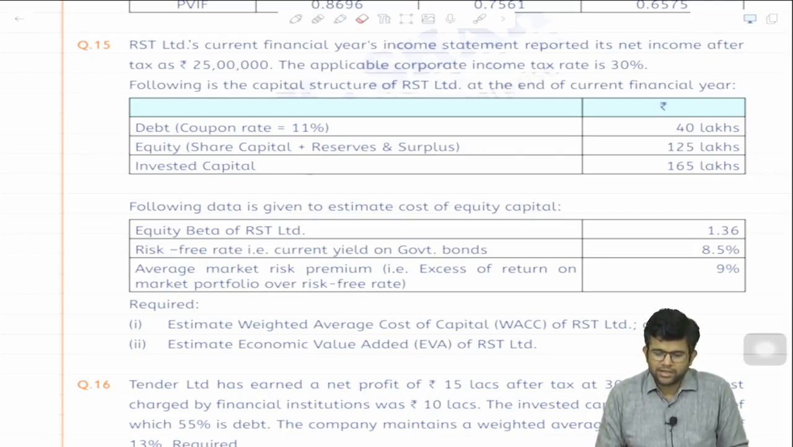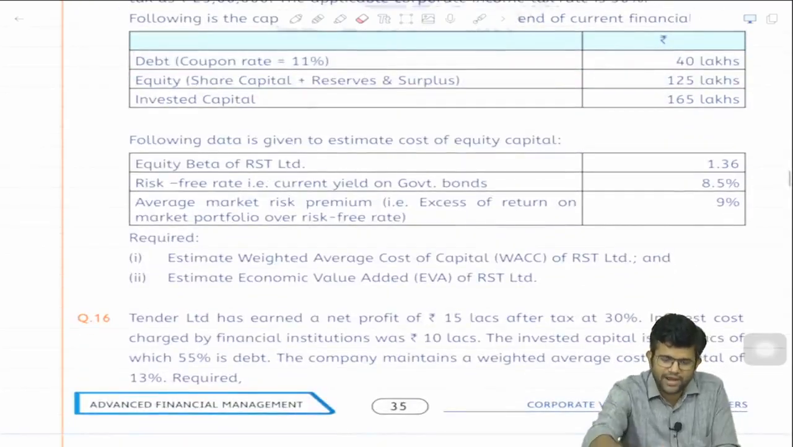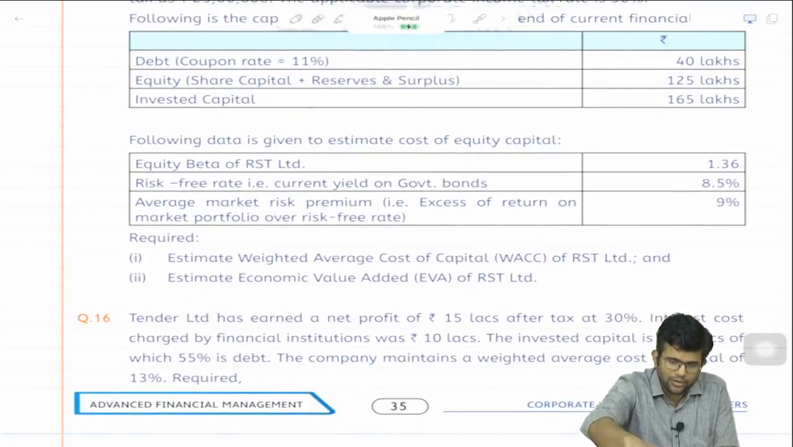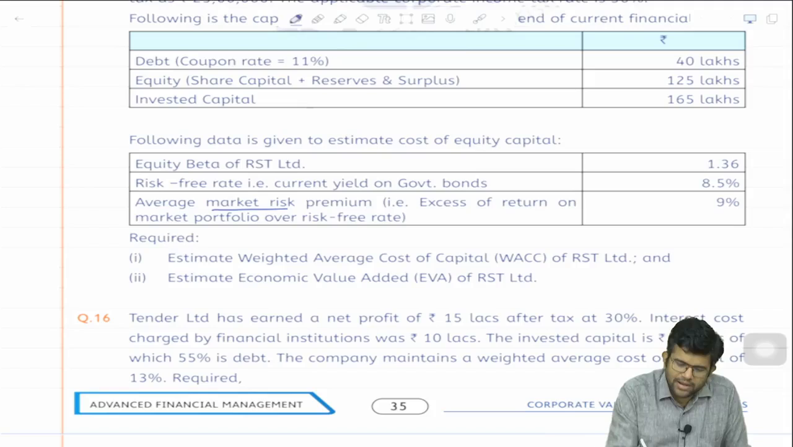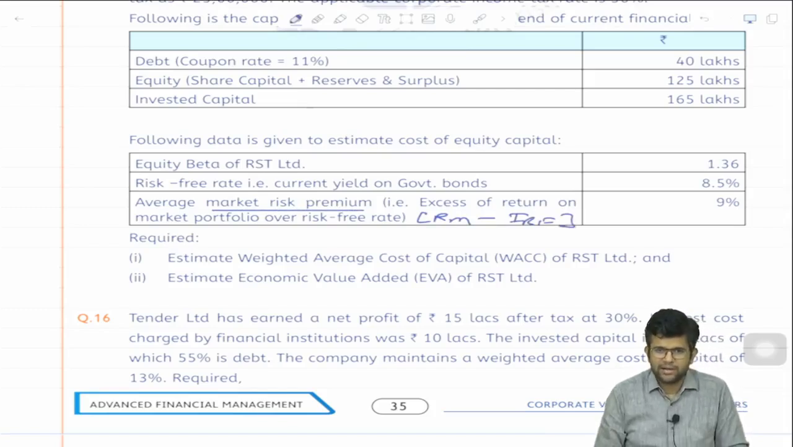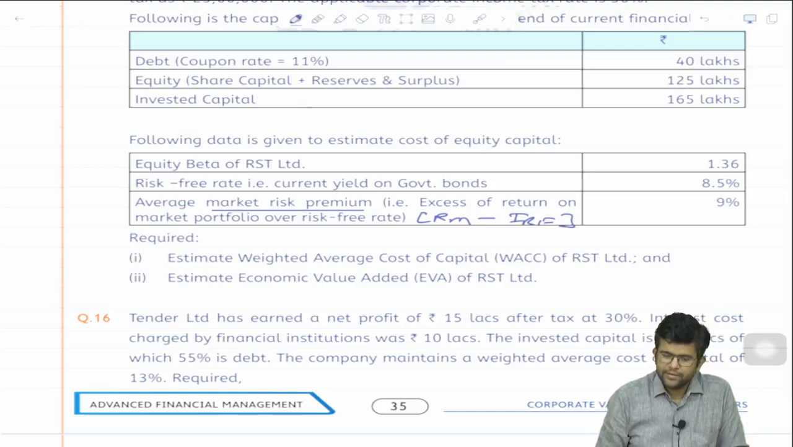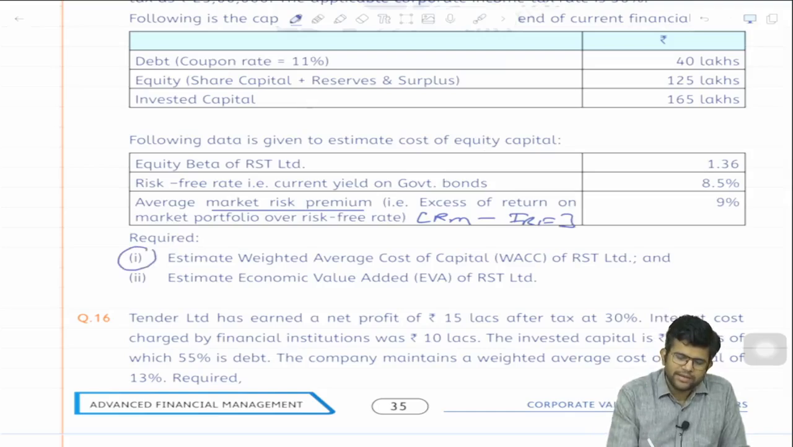Following is the capital structure: 40 lakh debt and 125 lakh equity. Following data is given to estimate cost of equity. Beta is 1.36, risk free rate is 8.5, and this 9% is not RM, it is a market risk premium. Market risk premium means RM minus IRF, the market return minus the risk-free interest rate. And they are now asking you to calculate WACC.